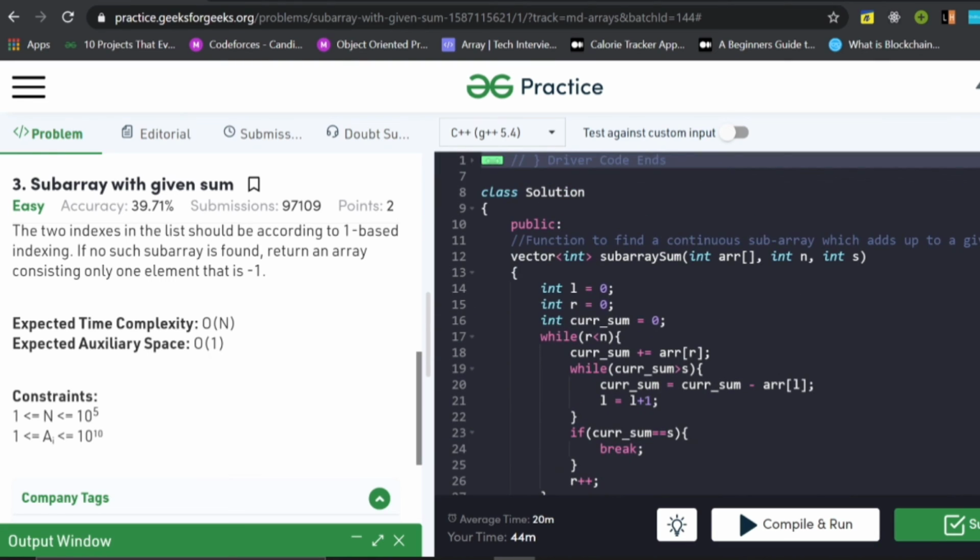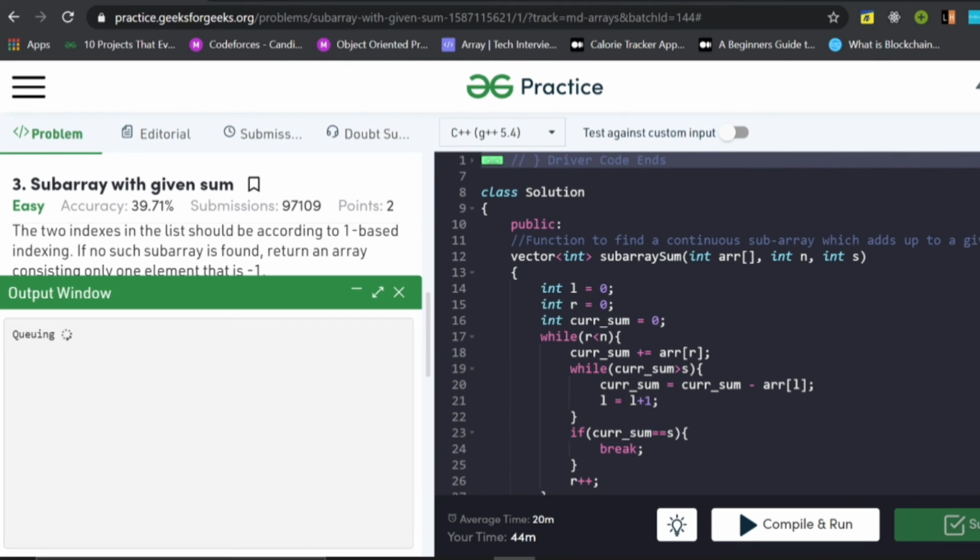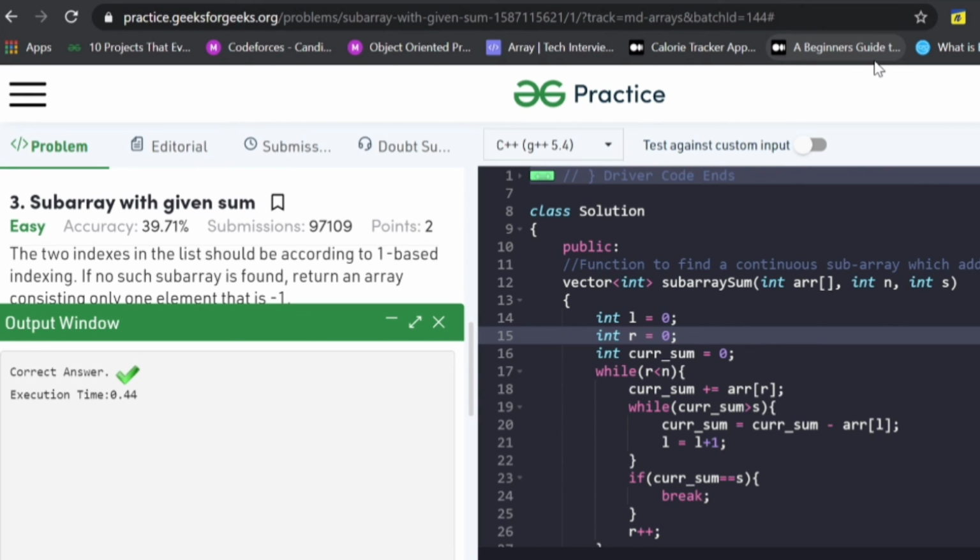So let's try to submit it and see if it's working or not. Yes, it was the correct answer. So this was the explanation of this problem.